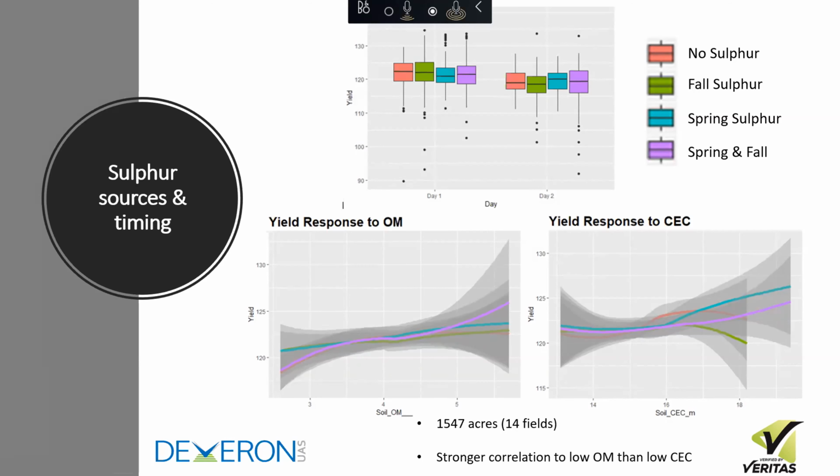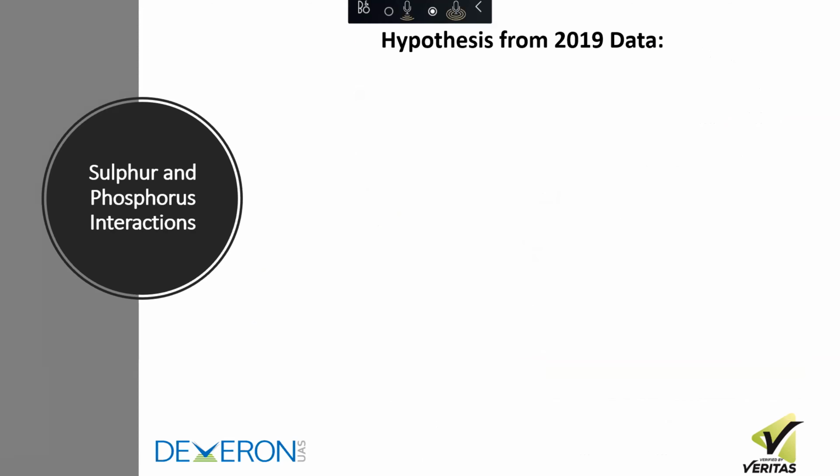So in this past year, I showed you the more extensive one. We made it pretty simple for a bunch of other guys, but we tested 14 fields overall, about 1,500 acres, and like I said, a stronger correlation to organic matter than to the low CEC. I don't get to work with a whole lot of sand and wheat. Those two usually don't mix that often in our part of the world.